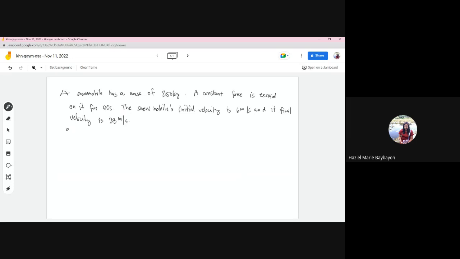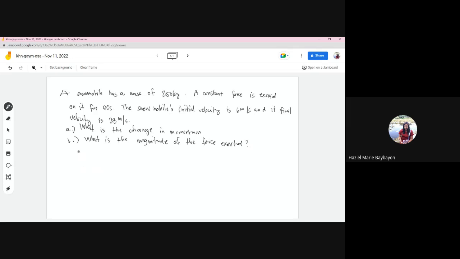Okay, so the first that we were going to calculate is the change in momentum. What is the change in momentum? And then, what is the magnitude of the force exerted? Okay.